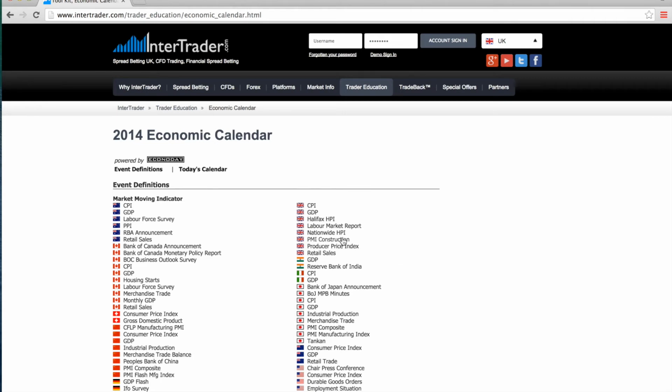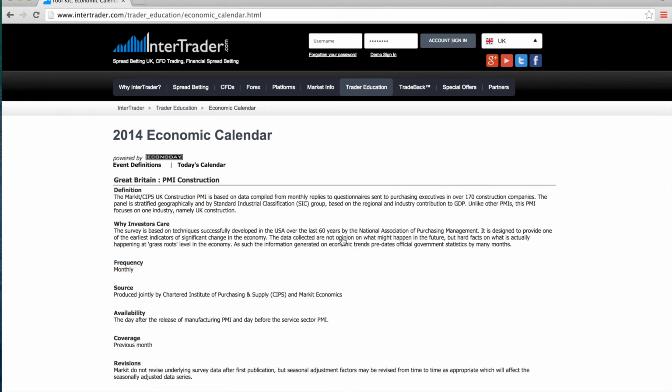As an example, I'm going to click on the UK PMI construction indicator. At the top, we're provided with a few sentence definition that explains the event, and also a why investors care, or why is this event important. Here we'll explain the ramifications of the event and how its result can be extrapolated, in this example into future UK economic growth and for companies associated with the UK construction industry. These explanations are written and designed to be easily understood and processed.